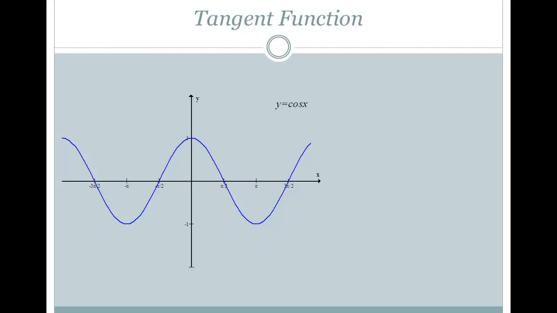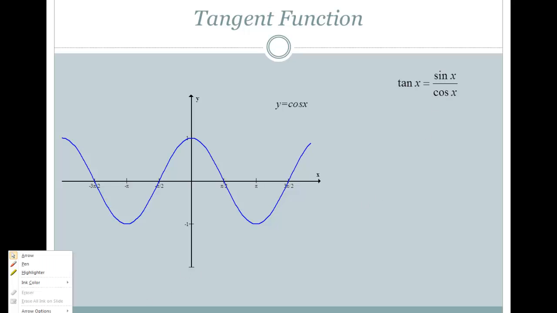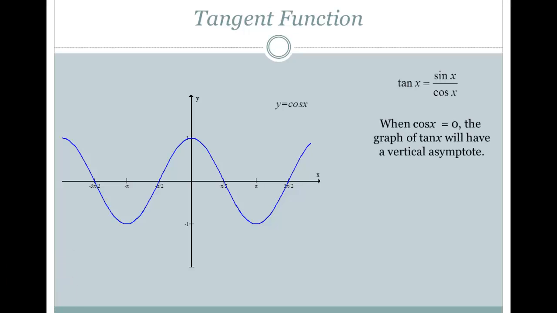As we know, tangent is defined as sine over cosine. Now we have to pay particular attention to where cosine is equal to 0. That's going to be important because we're going to have division by 0. We know that we're going to have a vertical asymptote here. We're not going to be able to cancel this term out. So we're going to have some vertical asymptotes where cosine x is equal to 0.